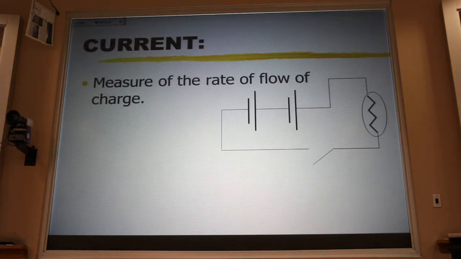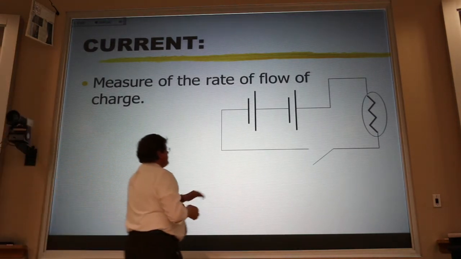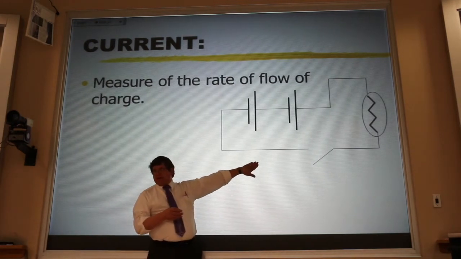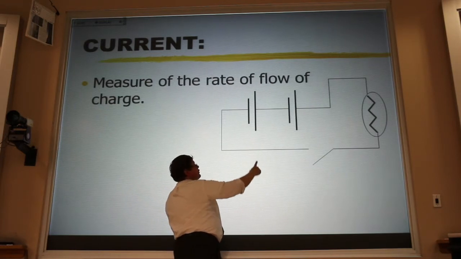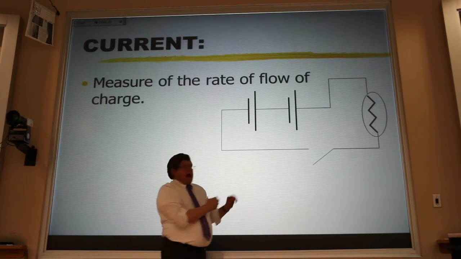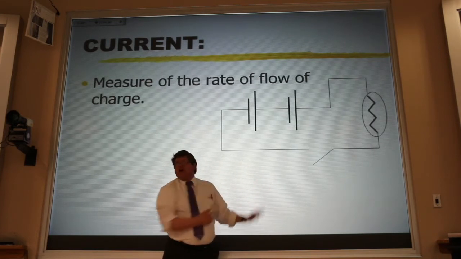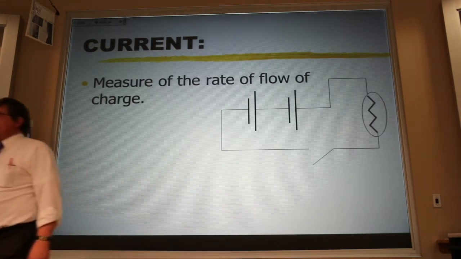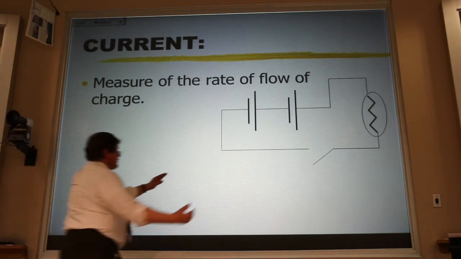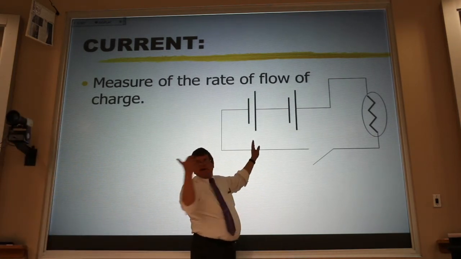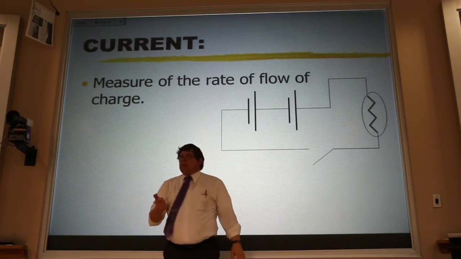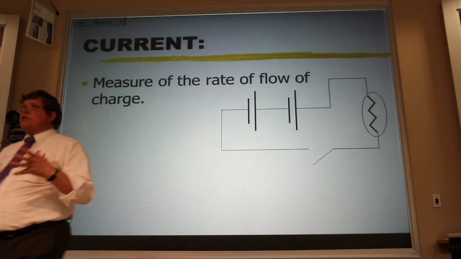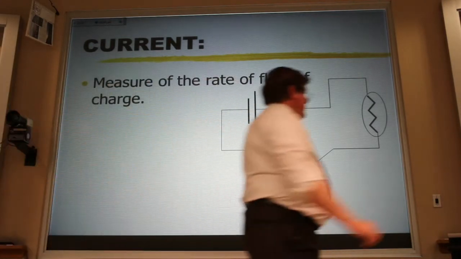Now, when I'm measuring this current, what I do is I set up a lawn chair right there, and I get a counter like one of those greeters at Walmart. And I draw a red line across that wire. And every time a coulomb of charge goes across that line, I click. Another coulomb of charge goes across that line, I click. Another coulomb, I click. The number of clicks per second, per unit of time, is the flow.